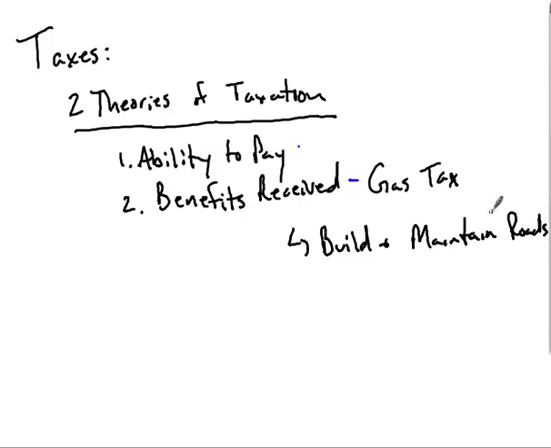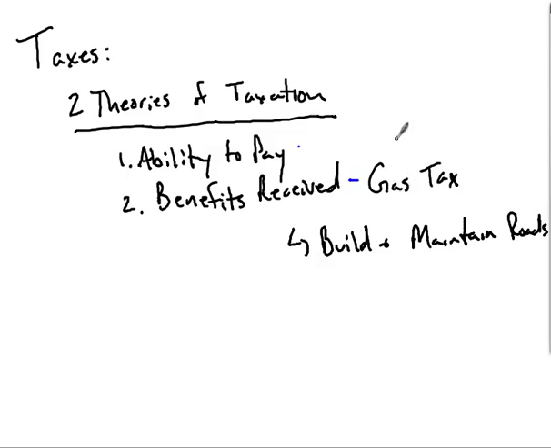And so the idea is that if you use the roads a lot, you're buying a lot of gasoline, because remember, the government provides the roads for us. It's a public good. And so if you're using the roads a lot, then you're going to pay a lot of gas tax because you get a lot of benefit from it. If, let's say that you walk, you won't be paying any gas tax because you probably don't receive much benefit from the roads as much.